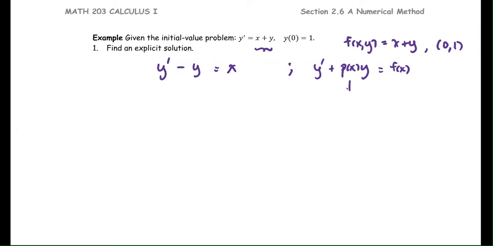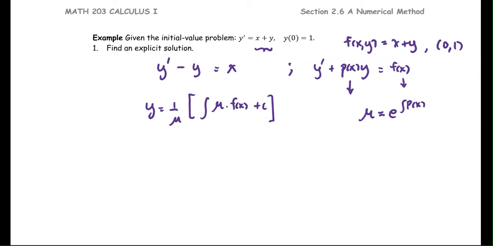linear equation method, you're gonna use the p of x and the f of x in the solution process, right? The solution of the linear is y equals 1 over mu multiplied by the integral of mu times f of x plus c. So what is the mu? Mu, or the integrating factor, is e to the integral of p of x with respect to x. For our case, p of x equals negative 1. Then e to the integral of negative 1 dx, or e to the negative x, is mu.